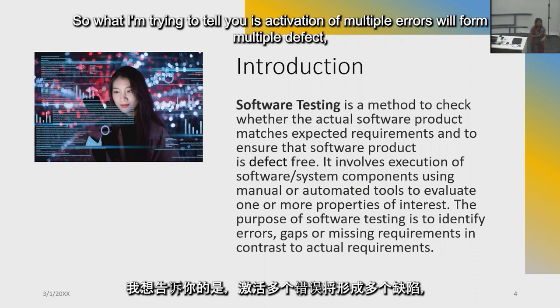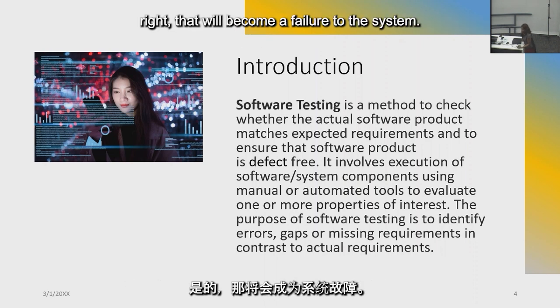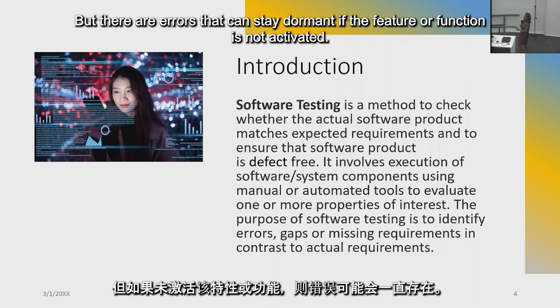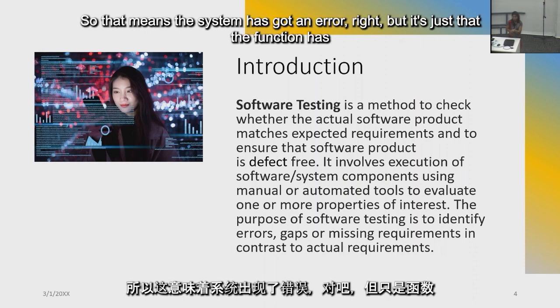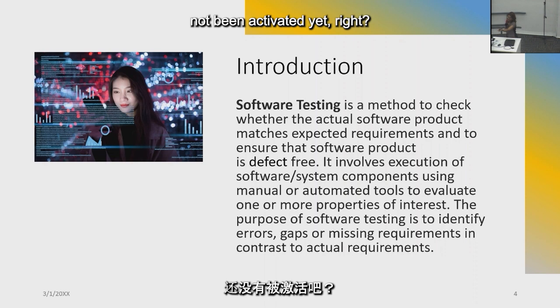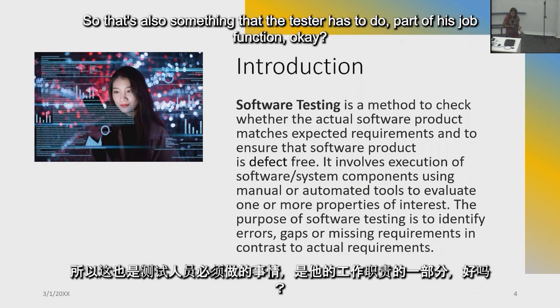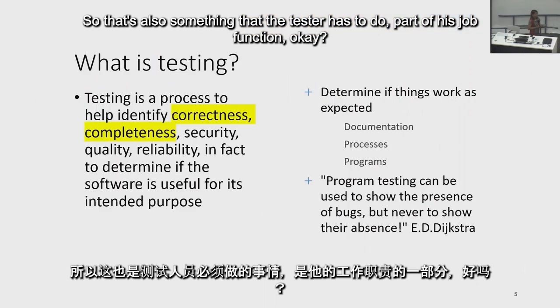So what I'm trying to tell you is activation of multiple errors will form multiple defects, that will become a failure to the system. But there are errors that can stay dormant if the feature or function is not activated. So that means the system has got an error, but it's just that the function has not been activated yet. So that's also something that the tester has to do, part of his job function.